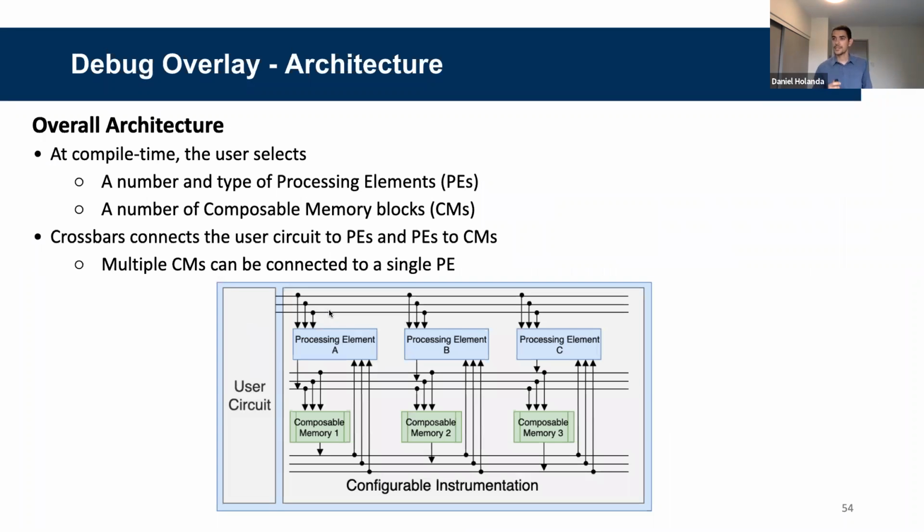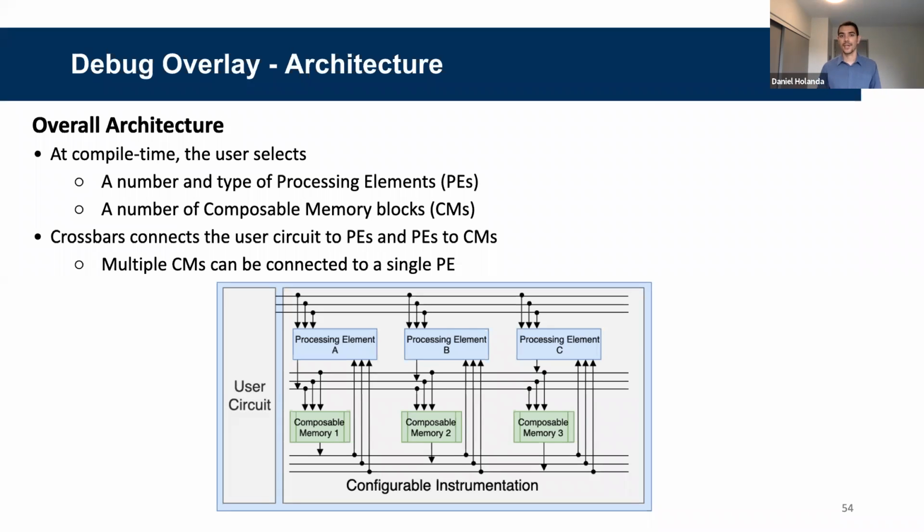So this is the overall architecture of our overlay. At compile time, the user basically needs to select two main things. The first one is the number and type of the processing elements that will be used, and I'll talk about what those processing elements are in the next slide. The second thing is the number of composable memory blocks. You can think of composable memory blocks simply as blocks of on-chip memories that can be dynamically connected to the PEs in many different ways.